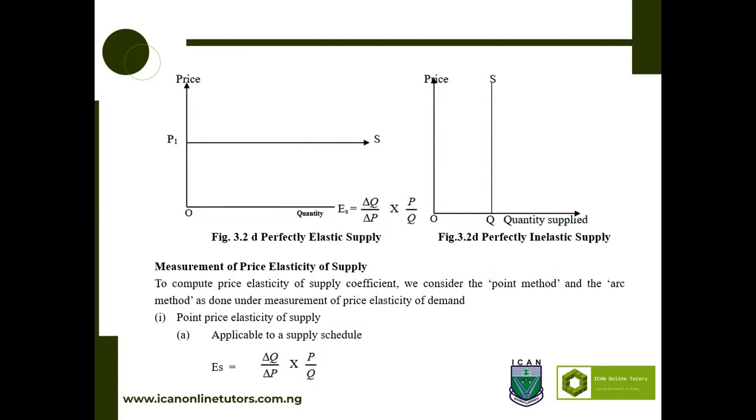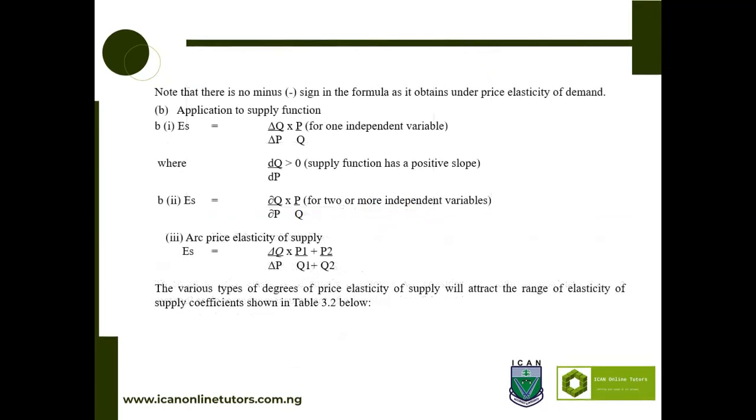So measurement, how do we measure price elasticity of supply? To compute price elasticity of supply, we consider the point method and the arc method as done under measurement of price elasticity of demand. So point price elasticity of supply, applicable to a supply schedule. Elasticity of supply, ES, is calculated as change in quantity divided by change in price multiplied by price over quantity.